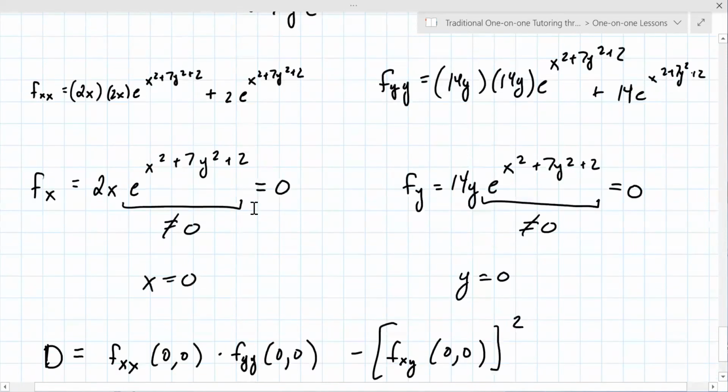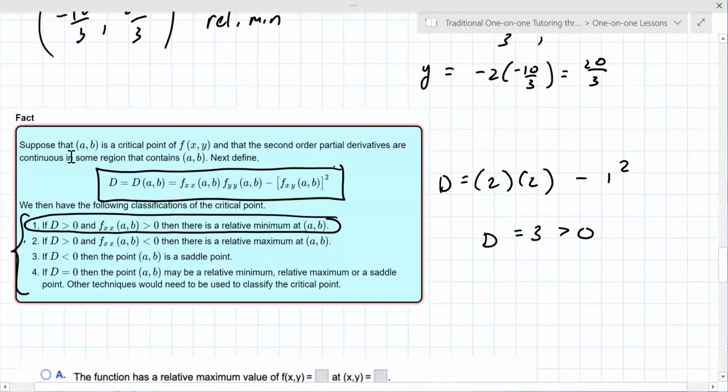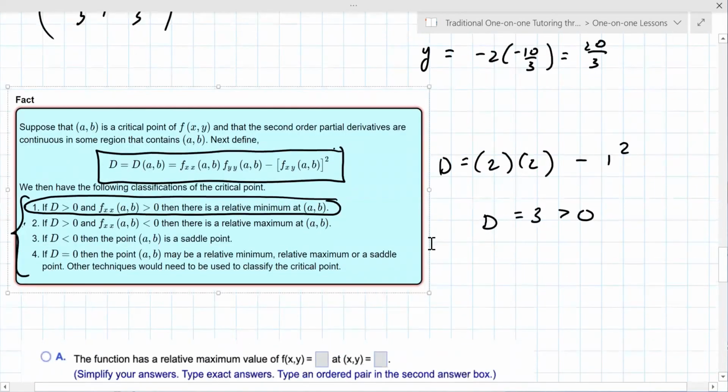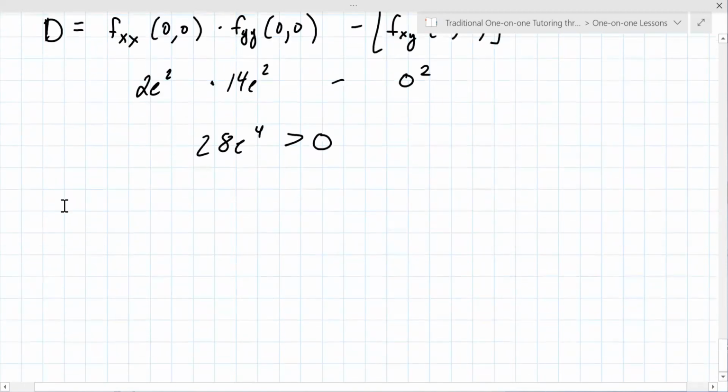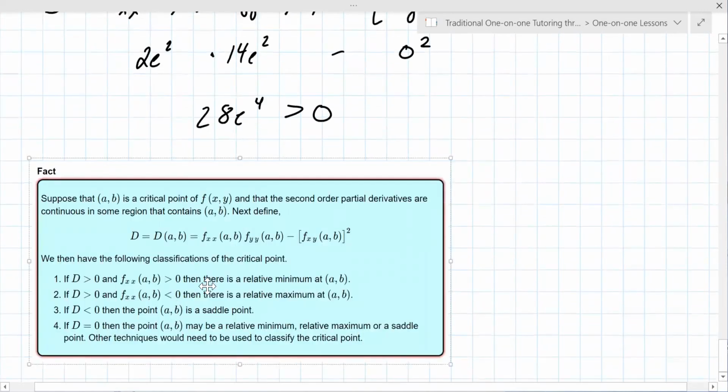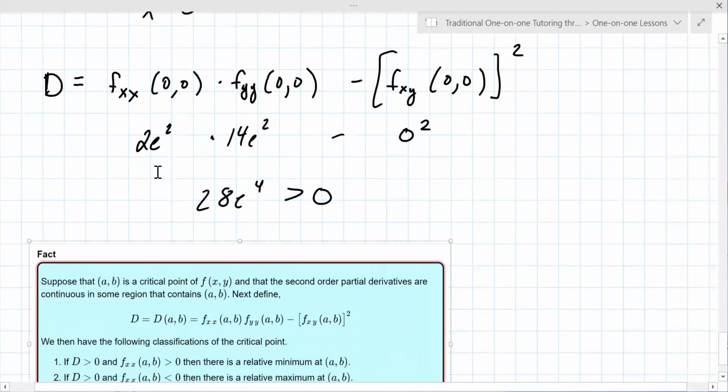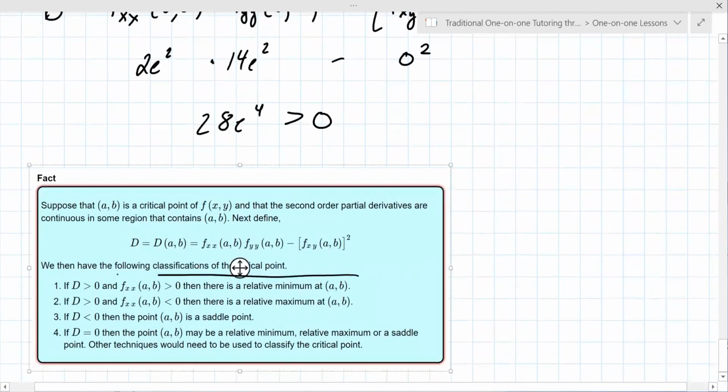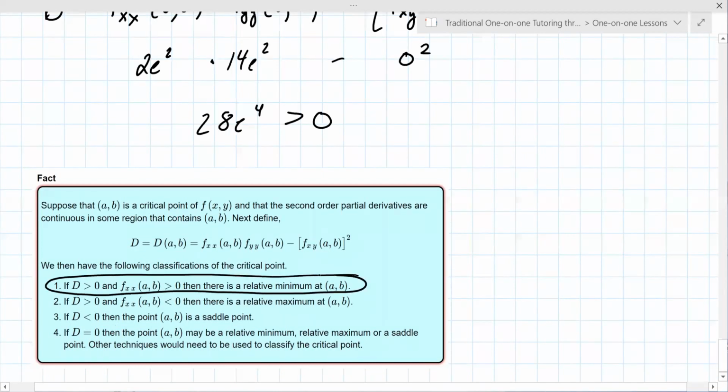And if we go to that wonderful chart that I have, it seems to always be the case that it's one of the first two. So it's one of the first two because D is greater than 0. And then fxx, this first one, is positive. So it has a relative min there.